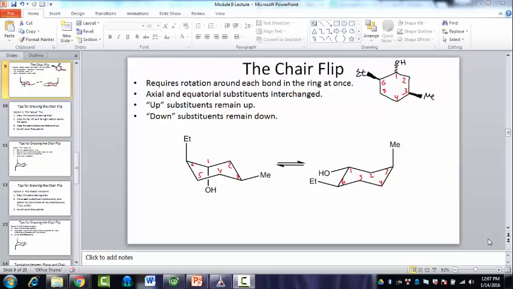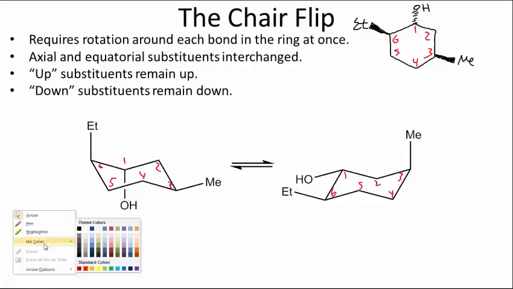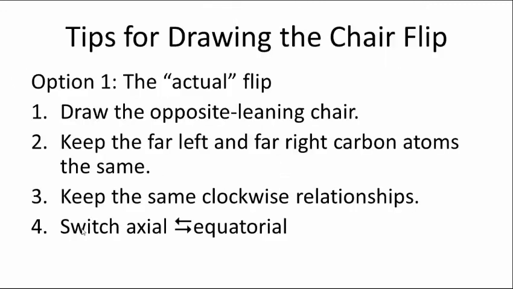The last thing I talked about with chairs was the chair flip, which is when one side of the chair flips up, the other side flips down, and you interconvert all the axial and equatorial substituents, but you don't interconvert the up and down substituents. I have two tips for you if you're trying to learn to draw the chair flip. There are actually like 48 different ways you could do it, but two different ways I would conceptualize it.